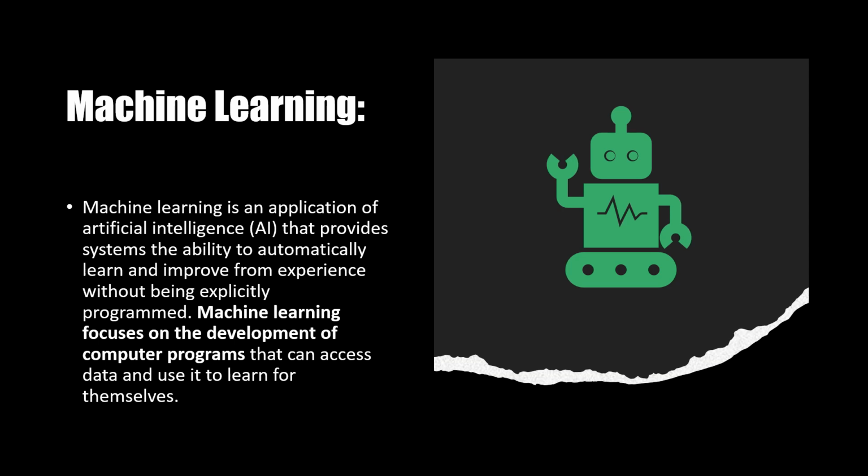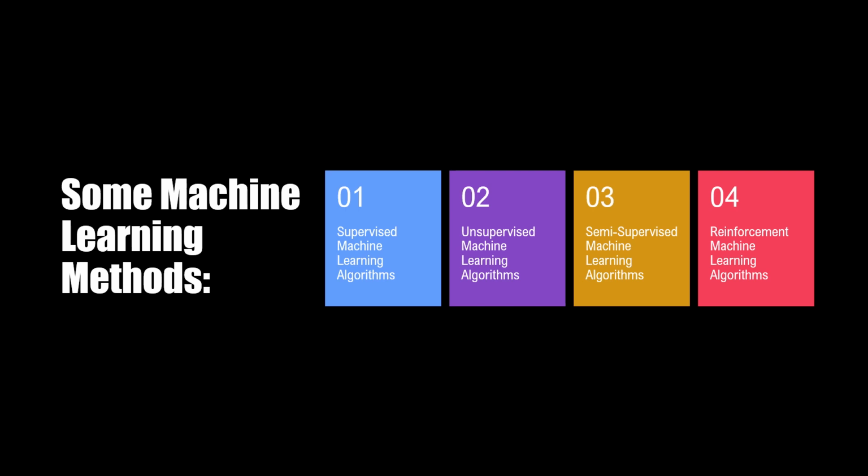These are some machine learning methods, not types. These are some machine learning algorithms which are classified into four divisions. The first one is the supervised machine learning algorithm. This can apply what has been learned in the past to new data using labeled examples to predict future events. Starting from the analysis of a known training dataset, the learning algorithm produces an inferred function to make predictions about the output values. The system is able to provide targets for any new input after sufficient training. The learning algorithm can also compare its output with the correct intended output and find errors in order to modify the model accordingly.